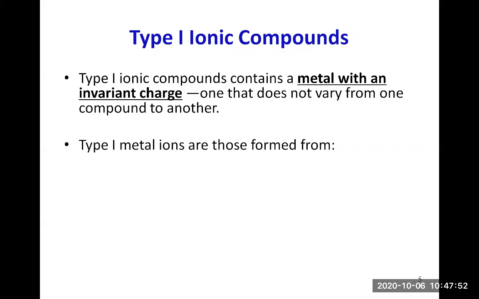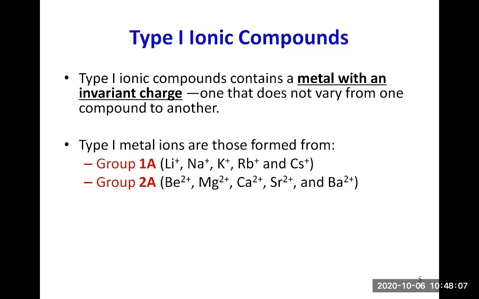Type 1 metal ions are those formed from group 1A. We know the alkali metals always make +1 ions, like lithium, sodium, potassium, rubidium, and cesium. Group 2A, the alkaline earth metals, always form 2+ ions: beryllium, magnesium, calcium, strontium, and barium.